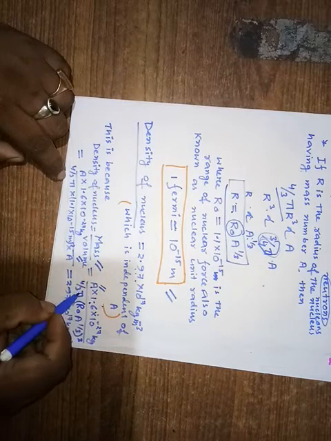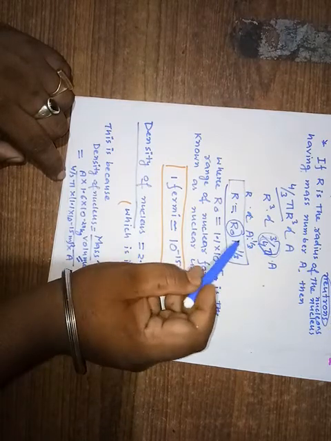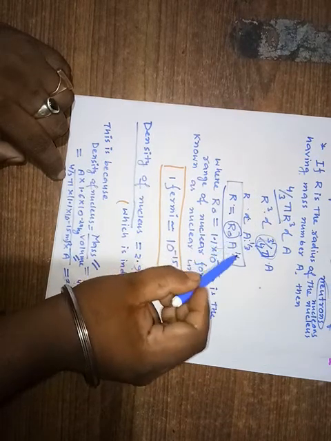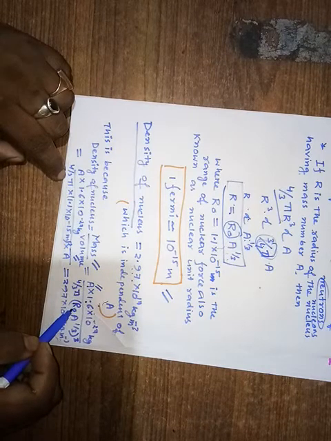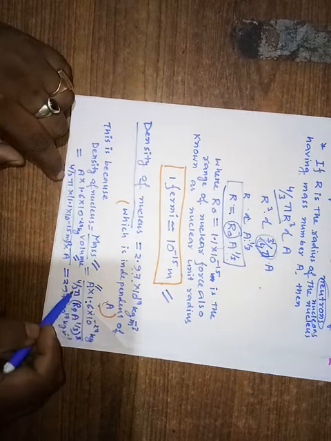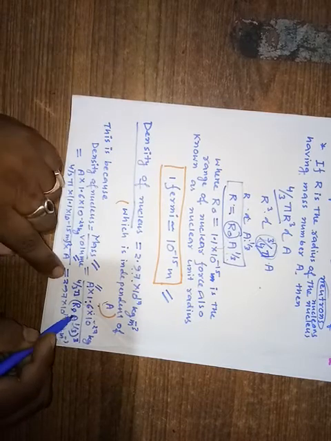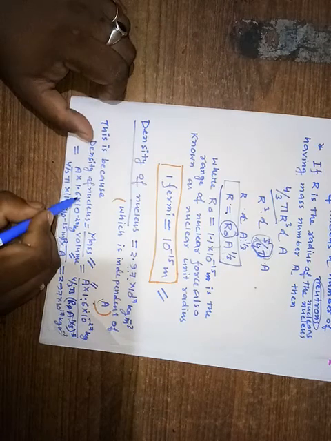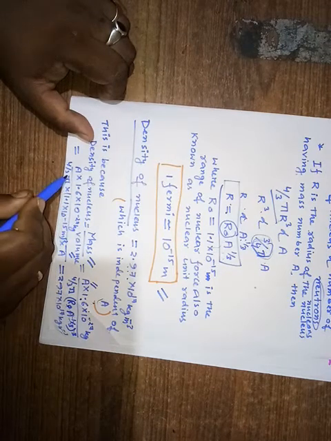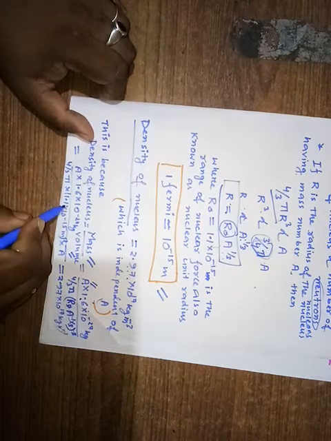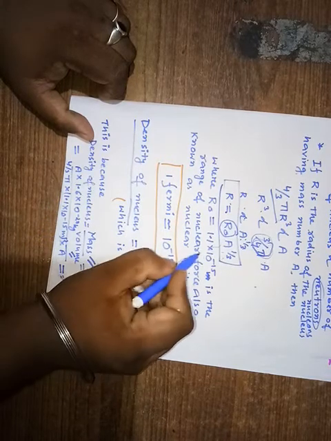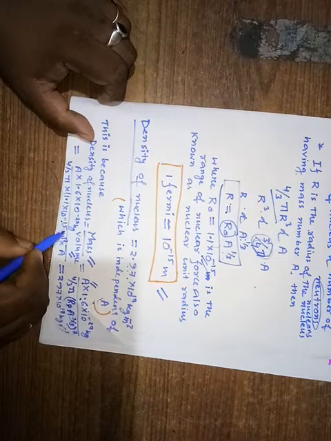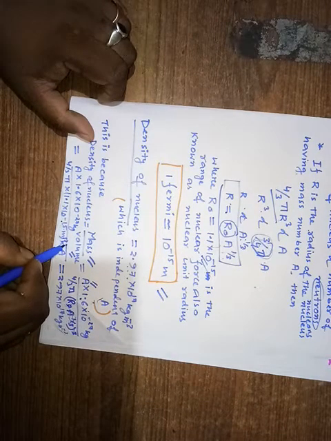How can we find the volume? 4 by 3 pi r cube, that is the volume, right? And in place of r, what can we put? r naught A to the power 1 by 3. That is why I am writing in place of r, r naught A to the power 1 by 3, whole thing cube. So that is here A into 1.6 into 10 to the power minus 27 kg divided by 4 by 3 pi times r naught, the value of which is 1.1 into 10 to the power minus 15 meter, whole cube.